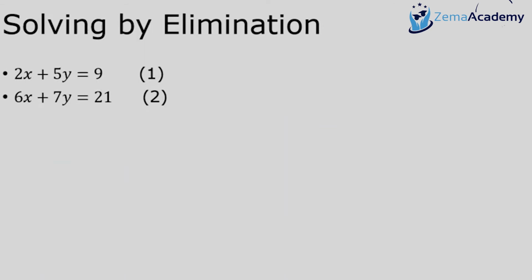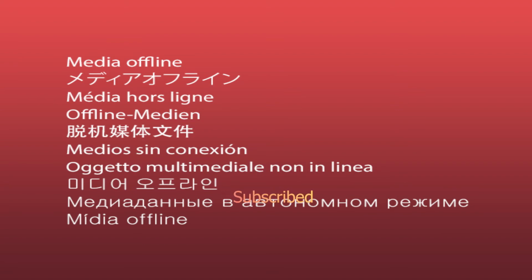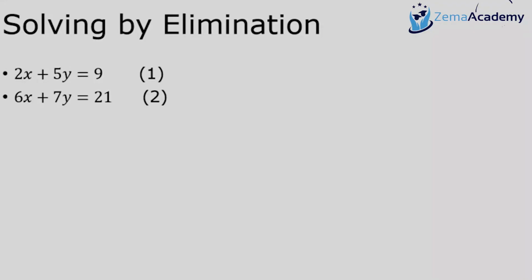Here are 2 more simultaneous equations. Again, we've got x's and y's on the left, and we've got numbers on the right. Equation 1 is 2x plus 5y equals 9. And equation 2 is 6x plus 7y equals 21. Now this time, we don't have the same number of x's or y's. We can't do any kind of addition or subtraction on that. Not yet, at any rate.